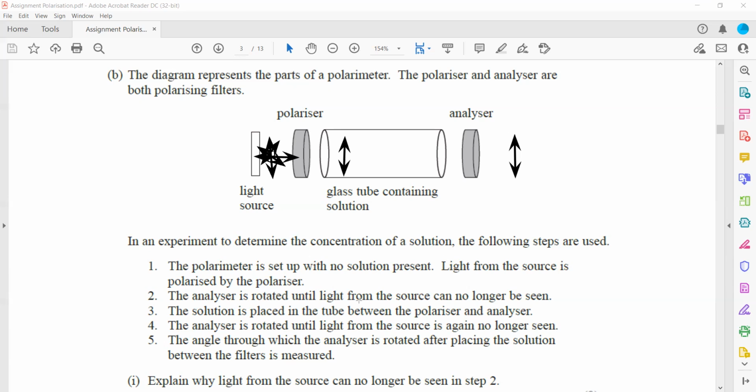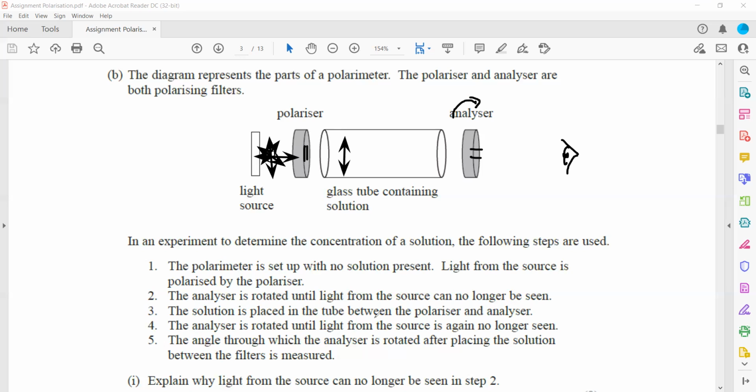So the analyzer is rotated until the light from the source is no longer seen. In the beginning, we will see the light from the source and we will rotate this analyzer. If I draw the planes, these are the planes originally because it is vertical, so I should draw vertical. So this was vertical originally and this is also vertical. But when we rotate until the plane of the analyzer is perpendicular, or 90 degrees, to the light which is coming in, then what happens? There will be no light because it will block that light, does not allow that light to pass through. So the analyzer rotates until the light from the source is no longer seen.